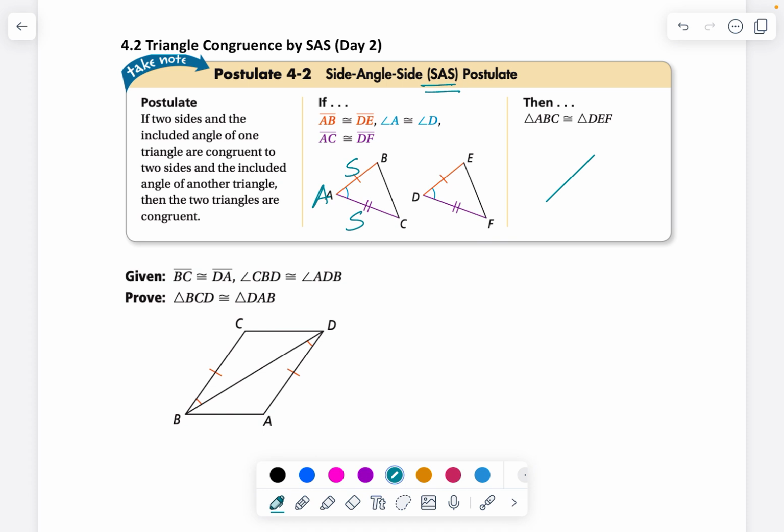If your triangle looked like this, and you had this, and you had that, and you had that, that is what we call angle, side, side, which would spell a bad word, okay? So that is not what we're talking about here. It has to be side, angle, side, in that order, where the sides are the sides of the angle.